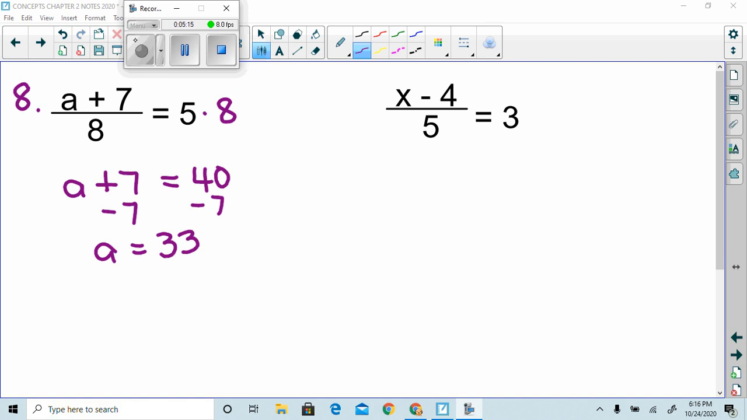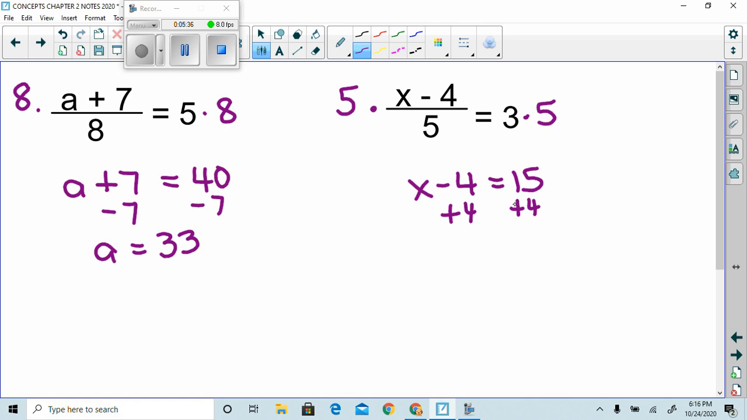Let's try one more of those. X minus 4 divided by 5 equals 3. We start off by multiplying both sides by 5. The 5 cancels on the left. X minus 4 is equal to 15. Add 4 to both sides. I get X is equal to 19.